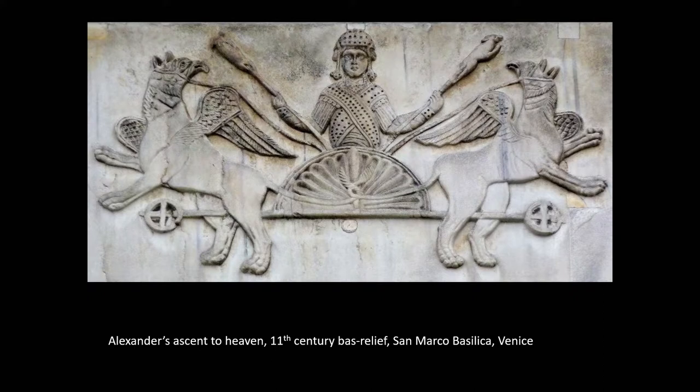An extraordinary rewriting of history in which the figure of Alexander is orientalized to become Iskander, an Eastern prophet, a hero, a wise man. And he actually appears in the Quran as the Lord of the Twin Horns, Dhul-Qarnayn, the Lord of the Twin Horns.